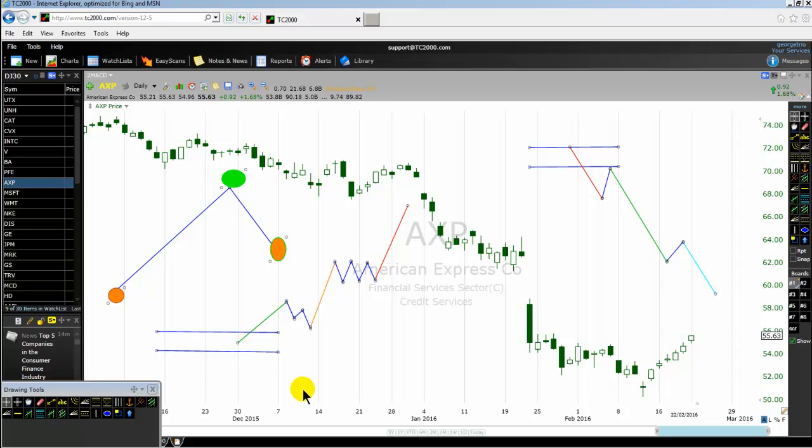What is an internal wave? A multi-wave can be divided into 5 mono waves. The mono waves are internal waves. So when the first Elliott wave is subdivided into 5 mono waves, we have 5 internal waves that form the first wave. So I've drawn on my chart, here it is, from this point to this point.